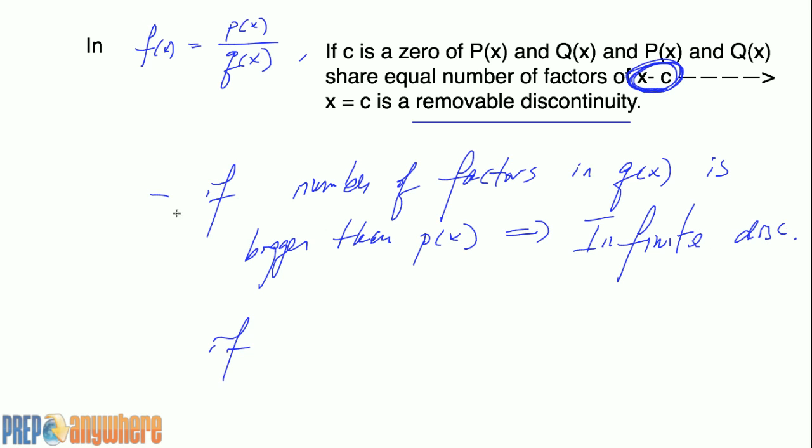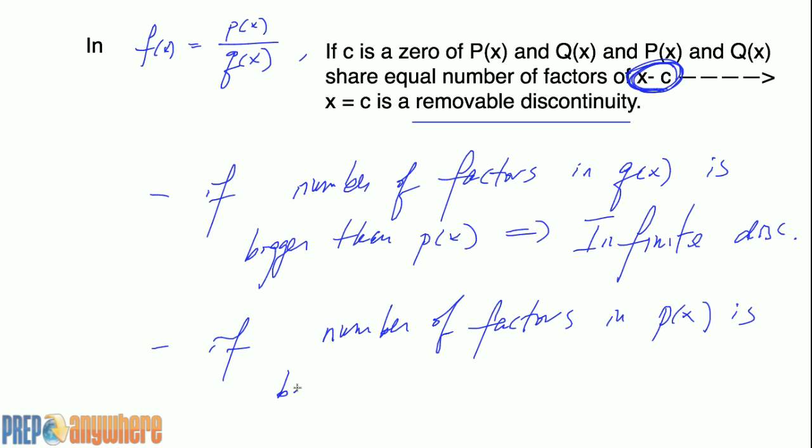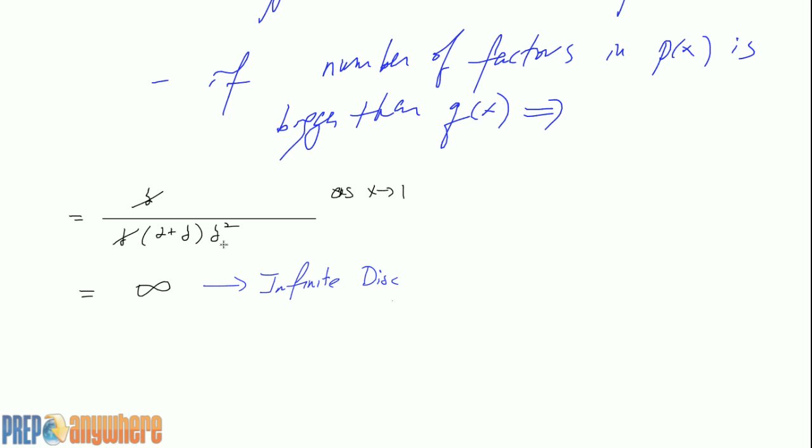And what happens if the number of factors of x minus c in p at x is bigger? What happens then? From the previous example, we showed that this is approaching infinity because when we did the delta analysis, we had too much delta at the bottom. But if the situation was reversed, so that we had delta squared on the top and 2 plus delta on the bottom, because we have more factors at the top, this is going to approach 0.